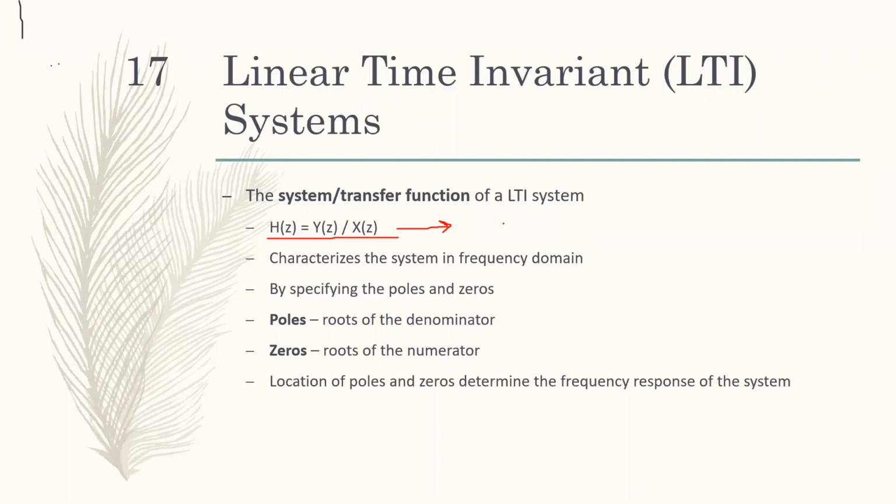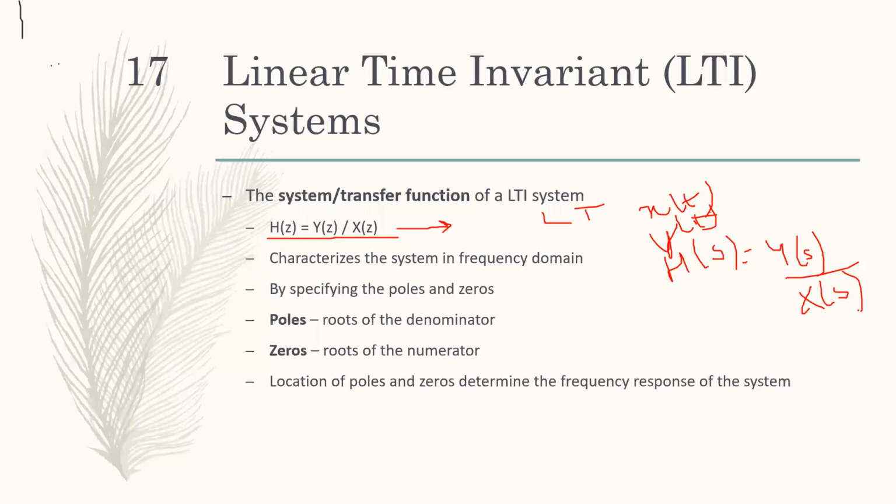We can also define these things with respect to analog signals, where we make use of the Laplace transform. So if I have a signal x of t and the output is y of t, the frequency response can be given by H of s, which is Y of s divided by X of s. That is, again, the ratio of the Laplace transform of the output to the Laplace transform of the input. Here it is the Z transform.